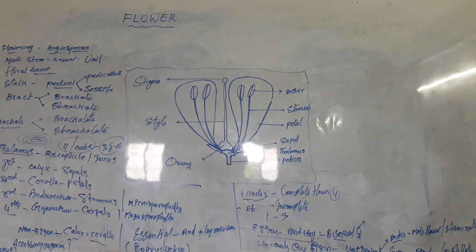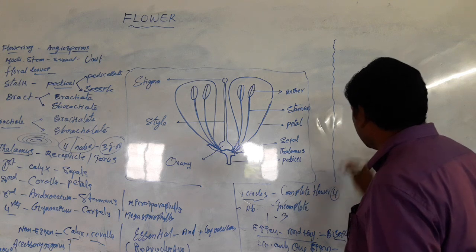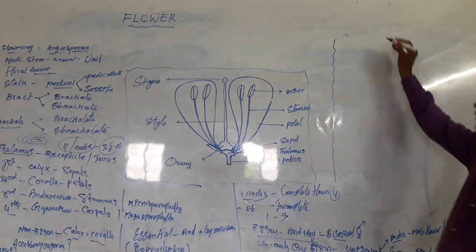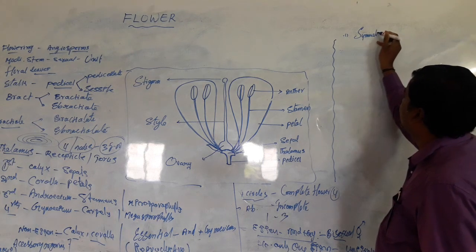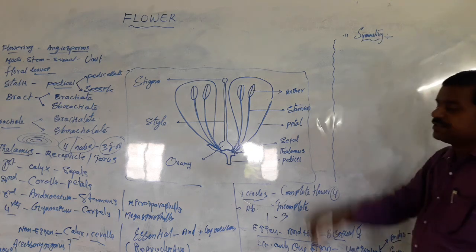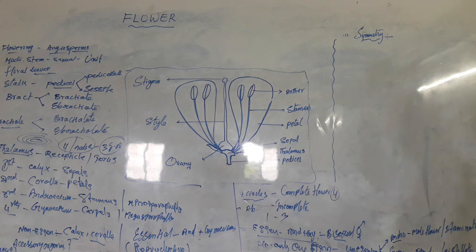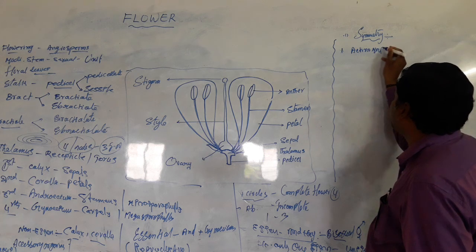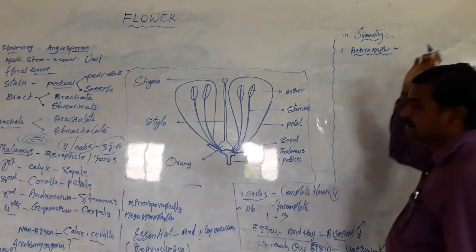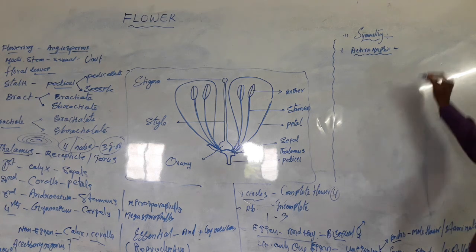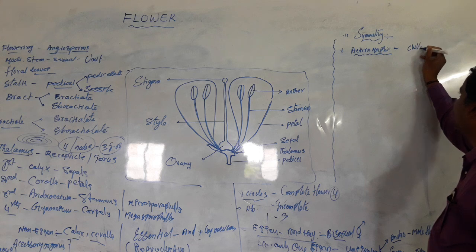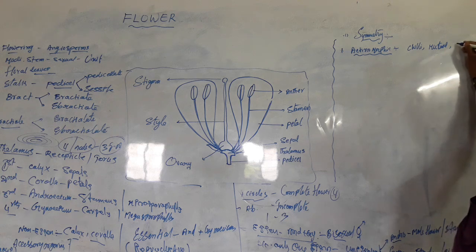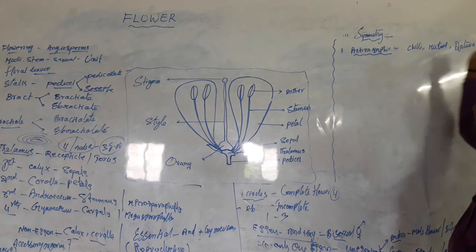Now coming to another point, very, very important. One, symmetry of flowers. Based on the symmetry, flowers are divided into three types. One is called the actinomorphic flower. Some of the best examples for actinomorphic flowers are chilli, mustard and datura.